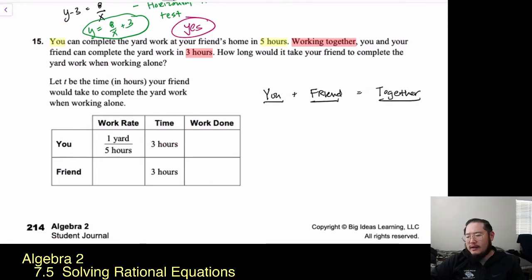We have our work rate, and you could say that you, being one person, we'll put that over, or 1 yard, we'll put that over 5 hours, or the amount of time. Okay? Your friend, we don't know how long it takes your friend. That's what we're trying to find. So the friend still works on 1 yard. The amount of time it takes is unknown, so we'll go ahead and put T right there.